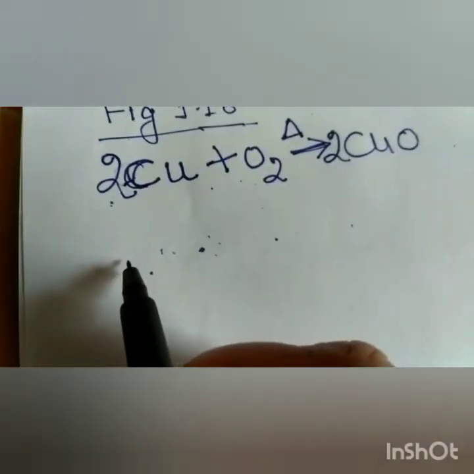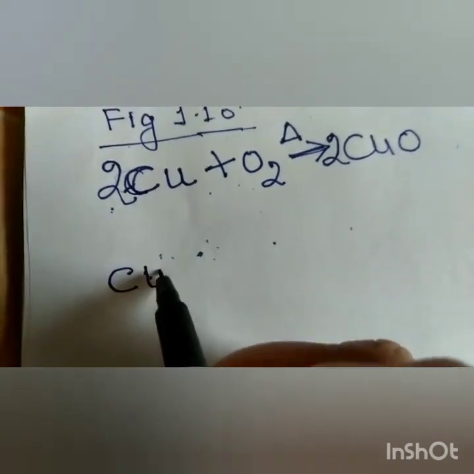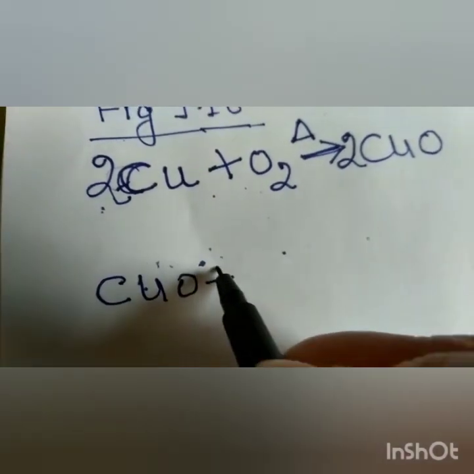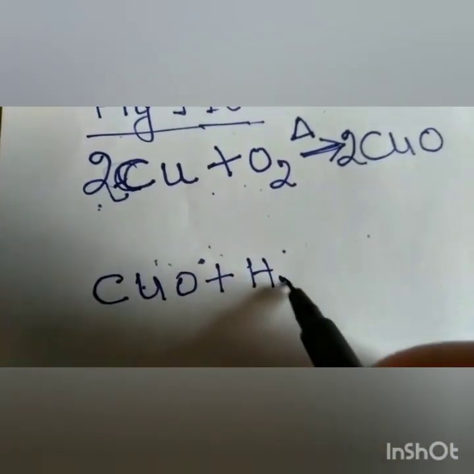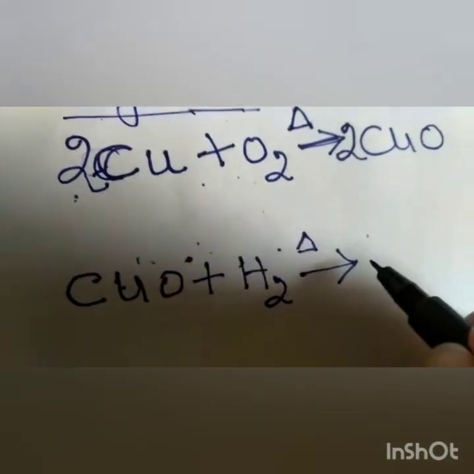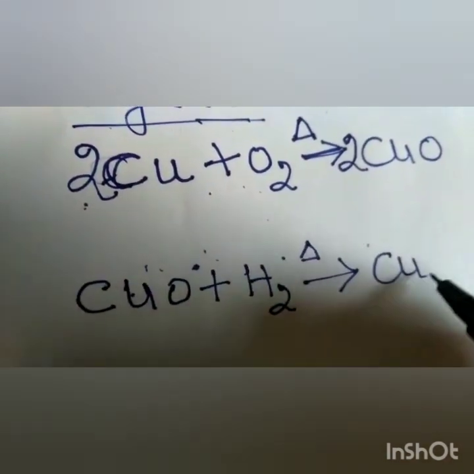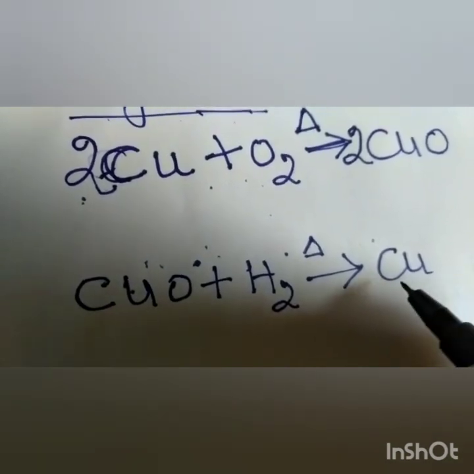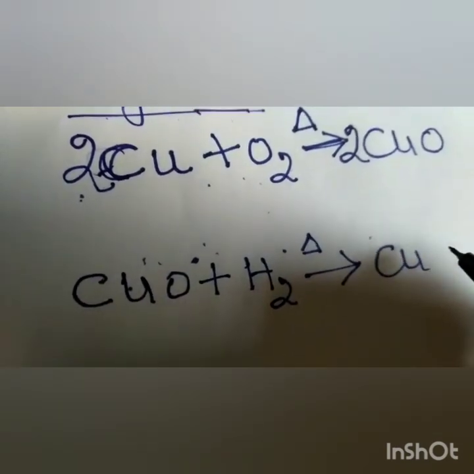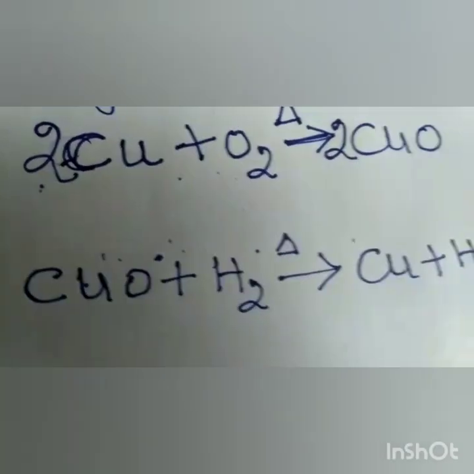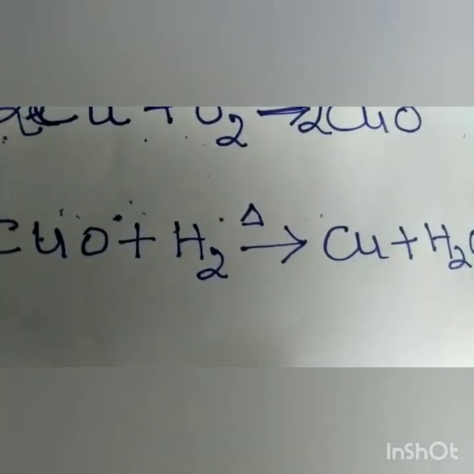Okay, now this copper oxide, which is black in color, just pass hydrogen gas. You will see this black copper oxide changes to brown, that is copper, plus water is formed. You can see here, students, nicely.